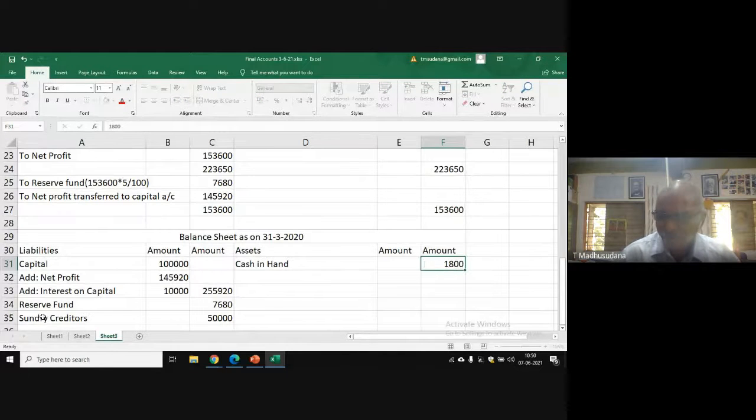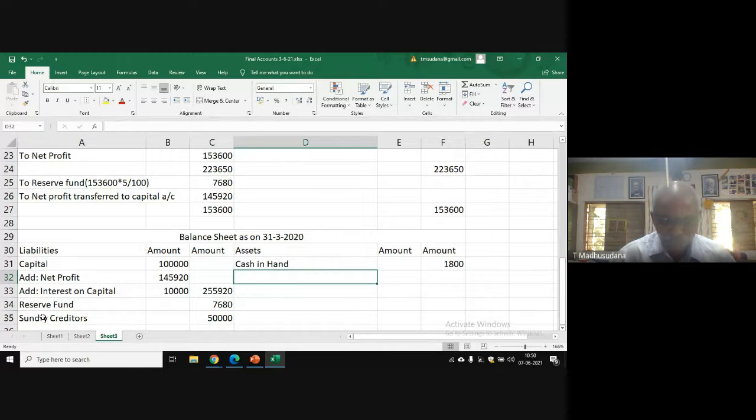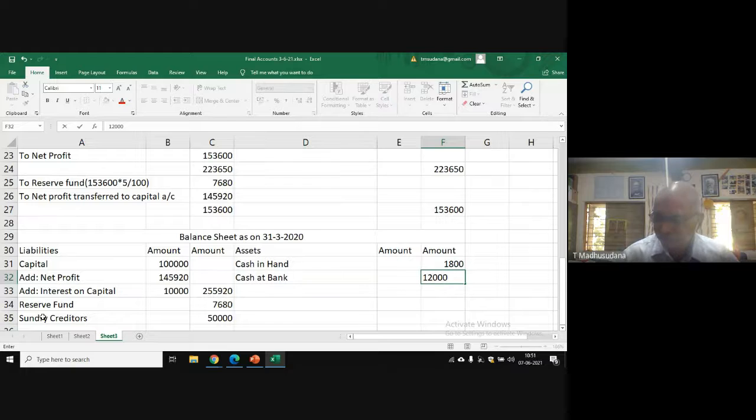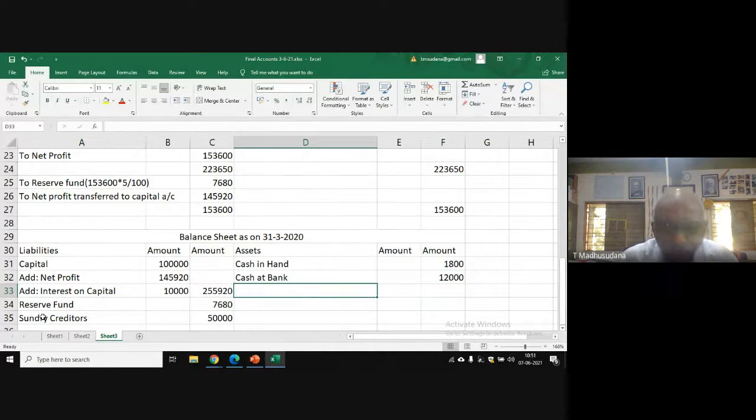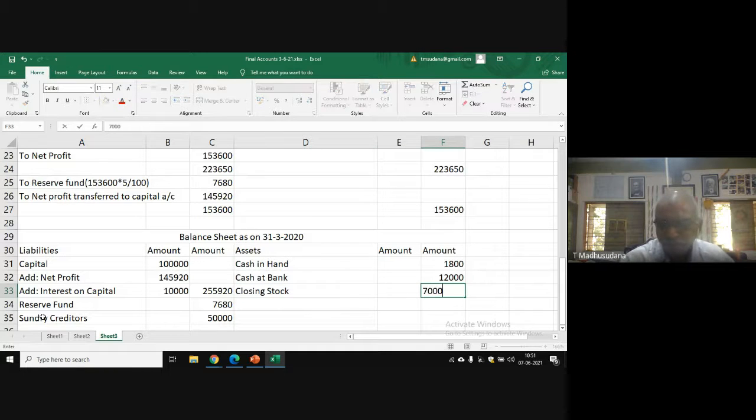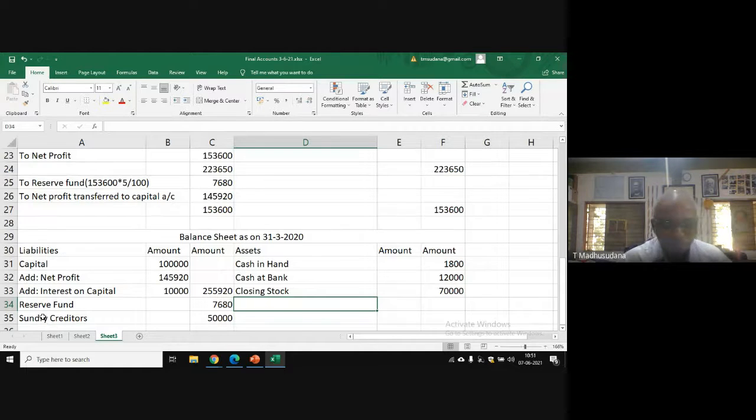$1,800. Cash at bank. How much? 12,000. Next, closing stock. How much? 70,000. Next, sundry debtors.